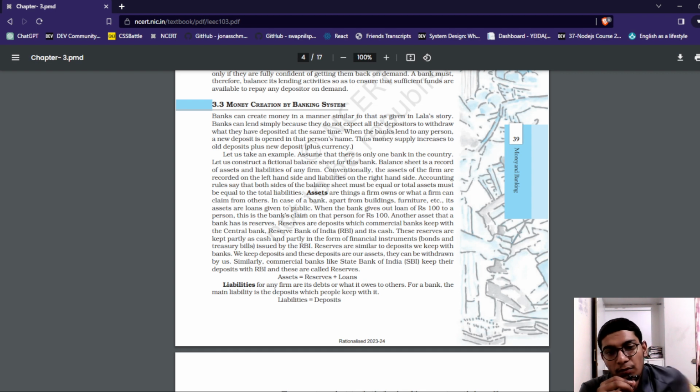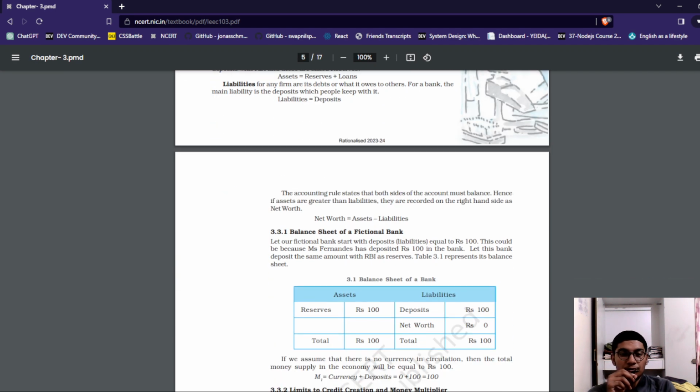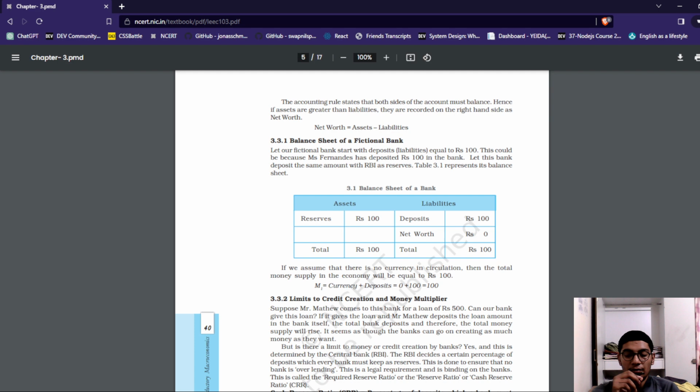In the case of a bank, apart from building, furniture, etc., its assets include the loans given to the public. When a bank gives a loan of rupees to a person, this is the bank's claim on the person. Another asset of the bank is reserves, which are deposits that commercial banks keep with the central bank. The reserves are kept partially as cash and partially in the form of financial instruments like bonds. Reserves are similar to the deposits we keep with banks. We keep deposits and these deposits are our asset. They can be withdrawn, similarly to how commercial banks like State Bank keep their deposits with the central bank. Balance sheet of a fictional bank.